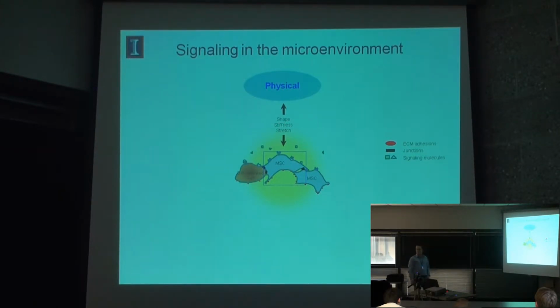The mechanical properties, so stiffness or softness of the matrix, stretch. We're all moving all the time, and our matrices are stretching, and strain is being put on various tissues, and this clearly has an influence on signaling.